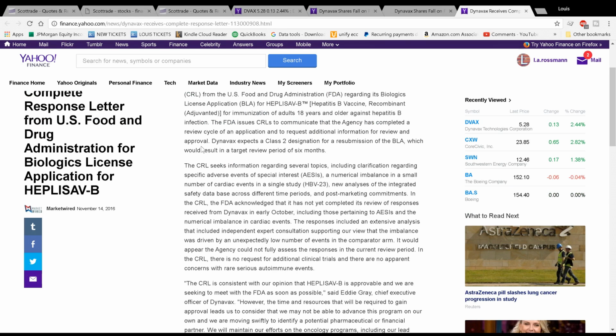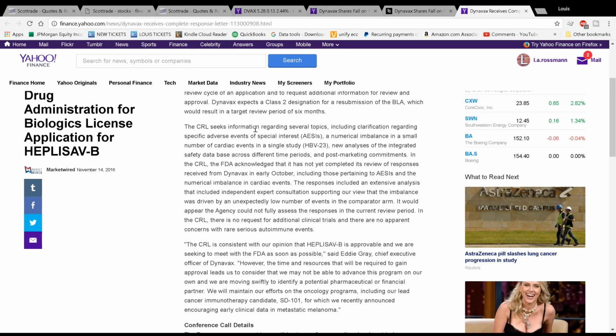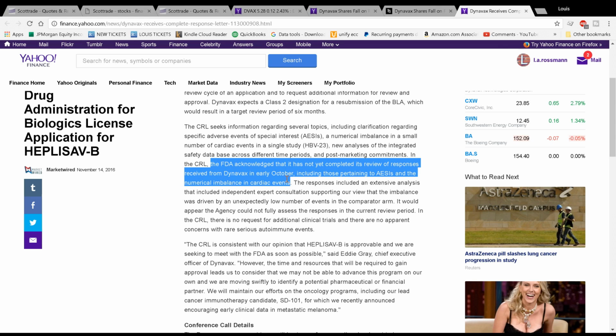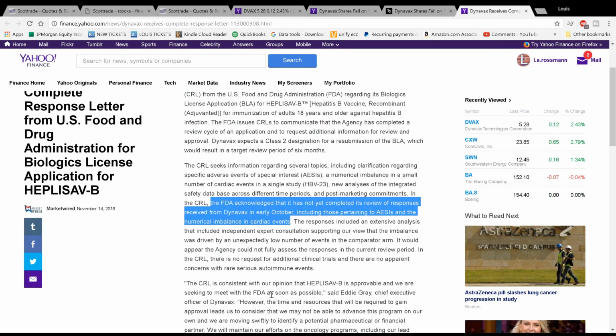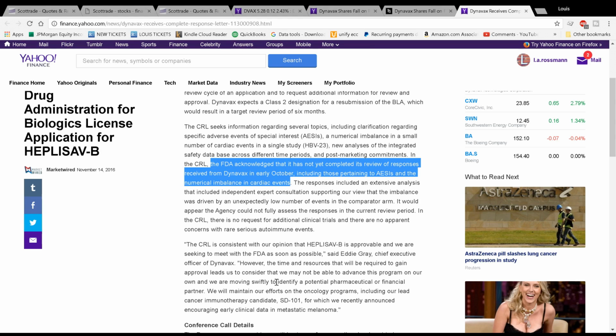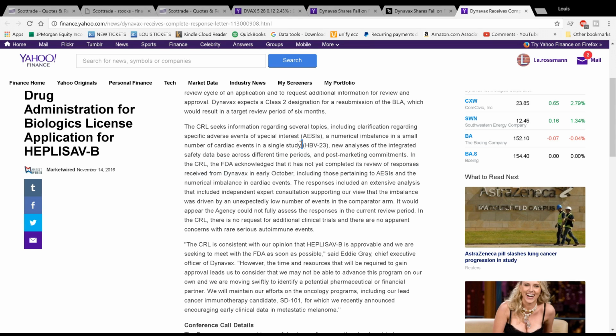So if we read over here, the CRL seeks information regarding several topics, including clarification regarding specific adverse effects of special interests, AESIs, a numerical imbalance in a small number of cardiac events, blah, blah, blah. In the CRL, the FDA acknowledged that it has not yet completed its review of responses received from DynaVox in early October, including those pertaining to AESIs and the numerical imbalance in cardiac events. So, on November 14th, the FDA sent this company a letter saying, hey, we're going to admit that, yeah, I know you sent us information regarding this, but we didn't read it. Typical government agency, man. This is where your taxes go.